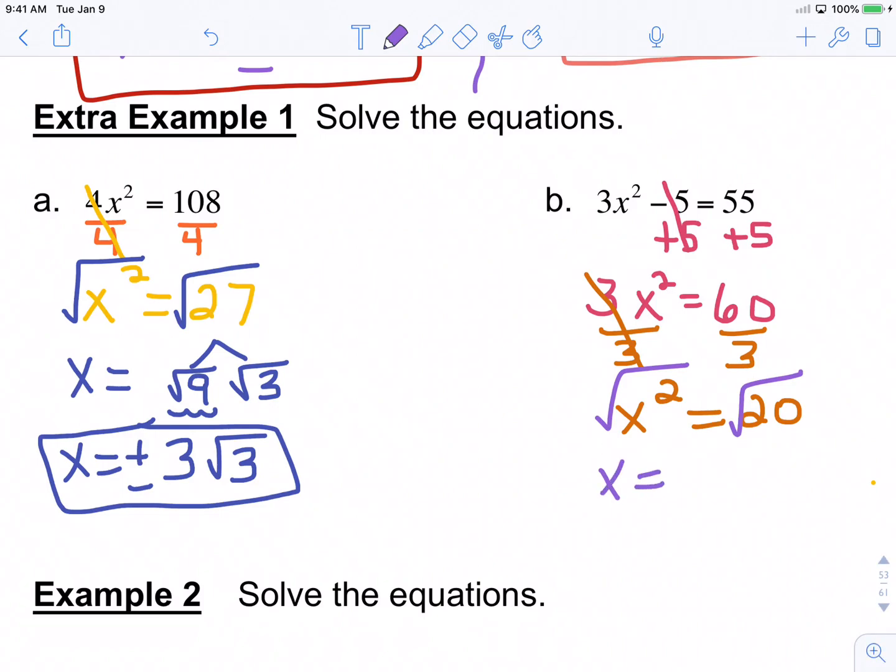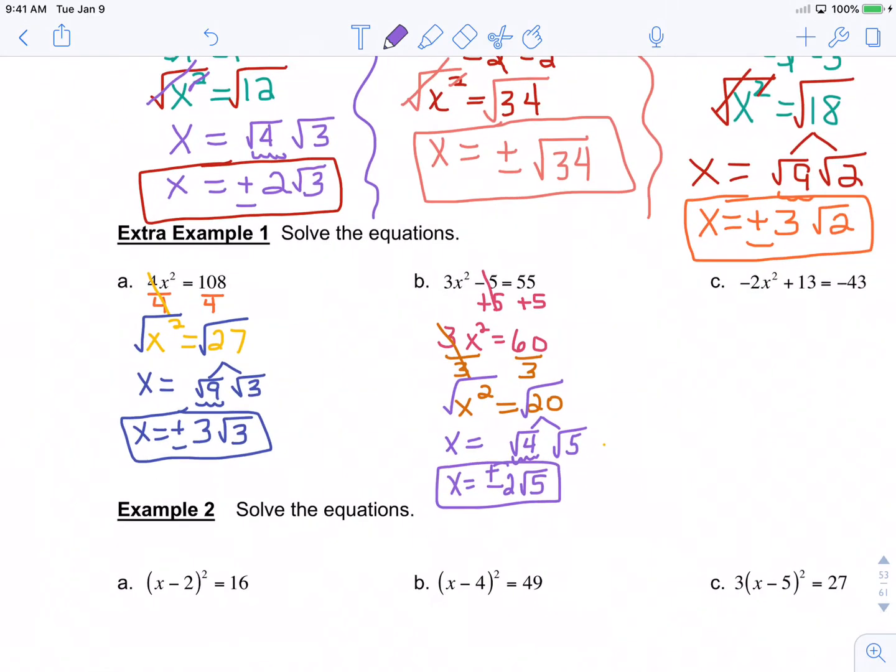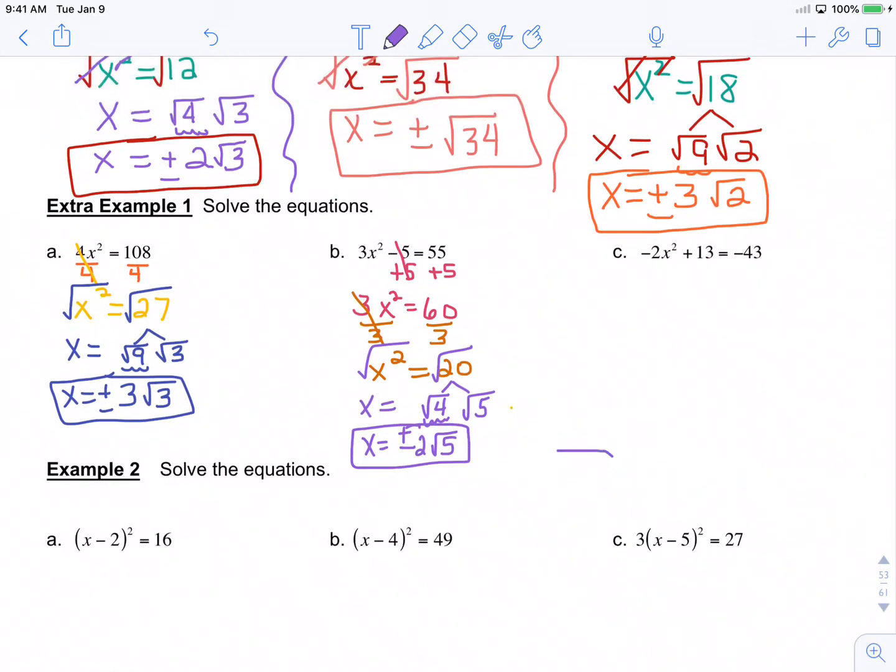And now that we've taken the square root of both sides, we have to think about two numbers that multiply to be 20. One of them is a perfect square, and that would be 4 and 5. The square root of 4 becomes 2. We keep the square root of 5. The last step is to place a plus or a minus in front of the answer. So again, 3 steps there. Isolate x squared, take the square root of both sides, place the plus or minus in front of the answer.